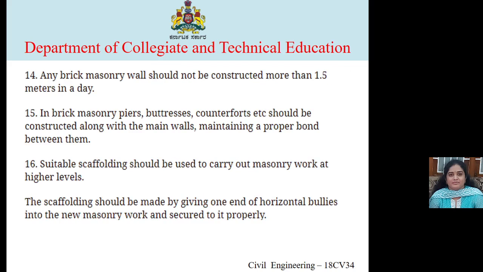Any brick masonry wall should not be constructed more than 1.5 meters in a day. The brick masonry piers, buttresses, counterforts, etc. should be constructed along with the main walls, maintaining a proper bond between them, because these are all important. Buttresses, counterforts, etc. should be constructed along with the main wall because they start in between actually.